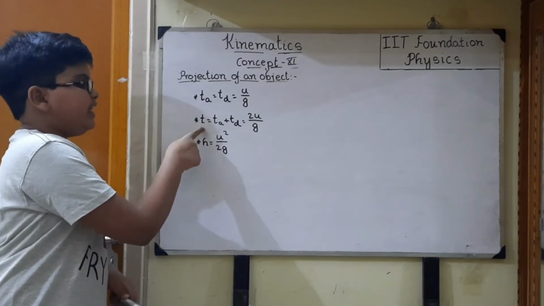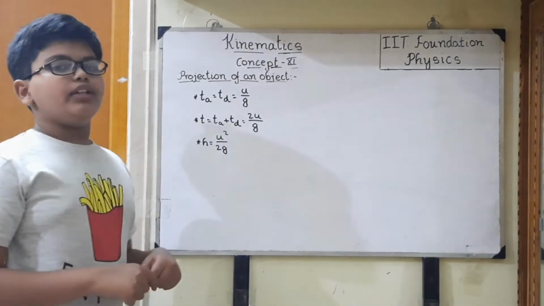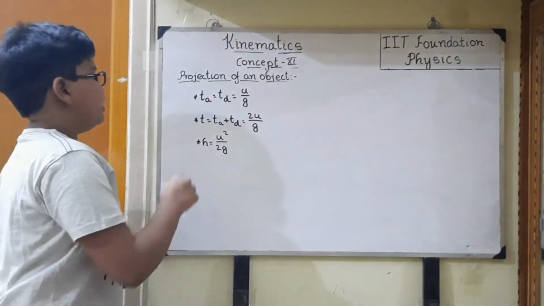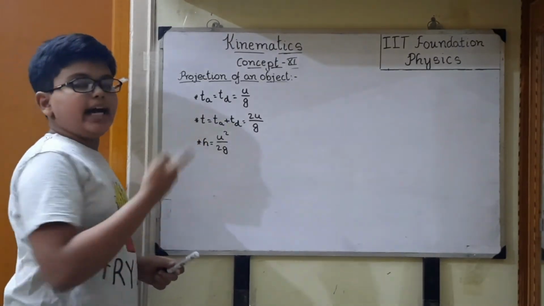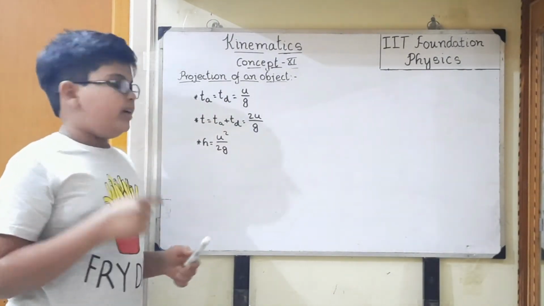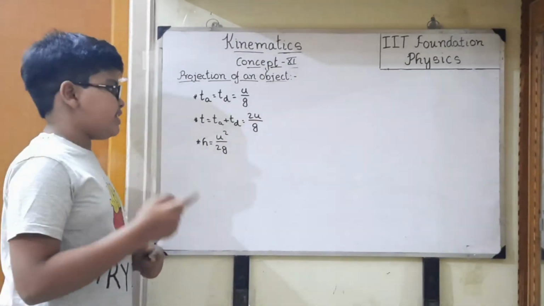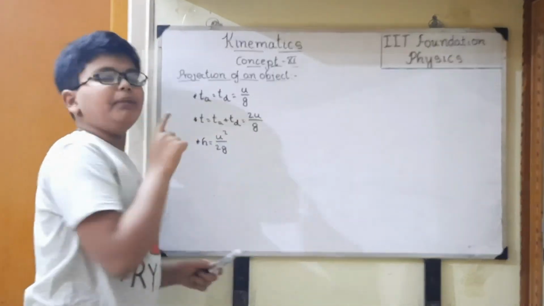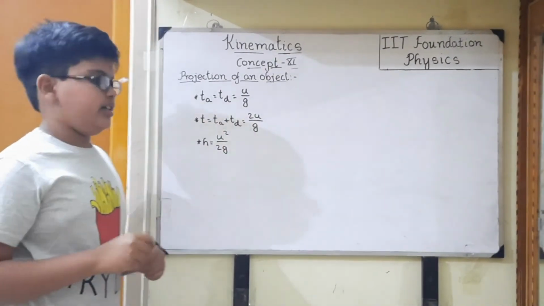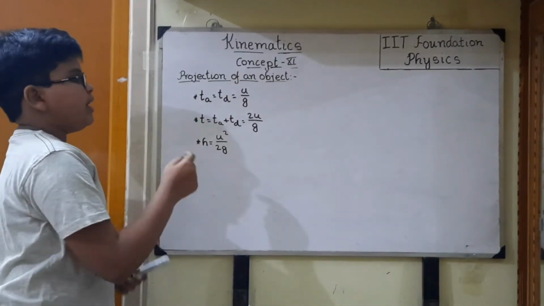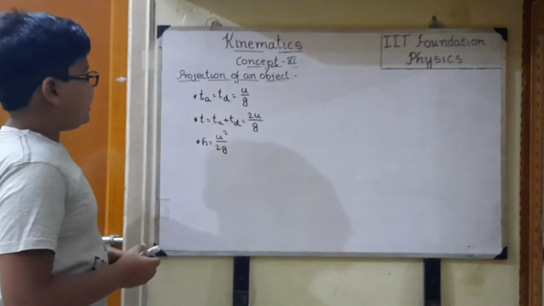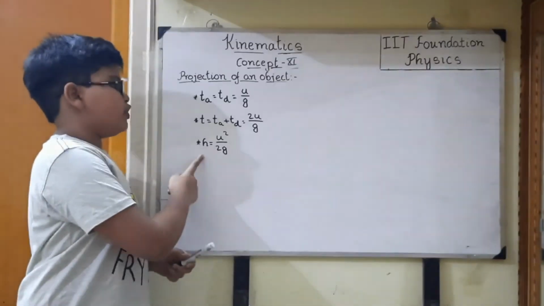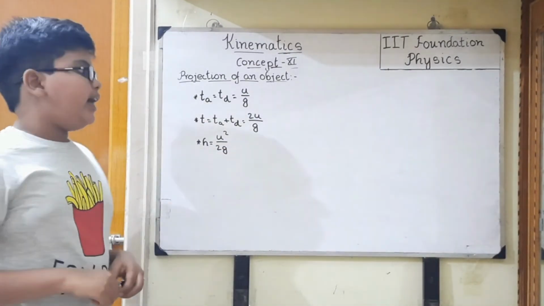And next, total time. Here T is the total time taken for the body to complete both upward and downward motion. Total time taken is equal to time of ascent plus time of descent, which is equal to u by g plus u by g, which is equal to 2u by g. And next, the maximum height h is equal to u square by 2g.